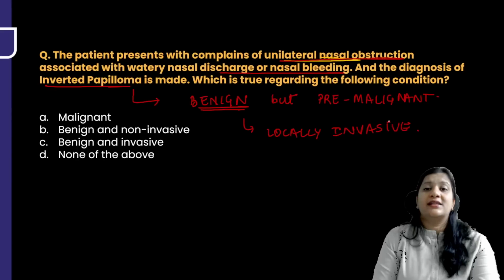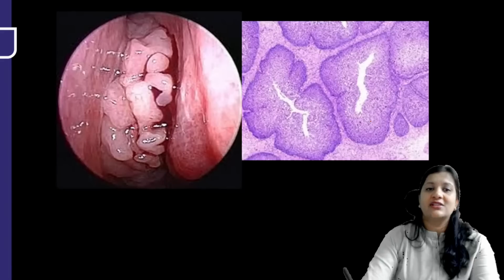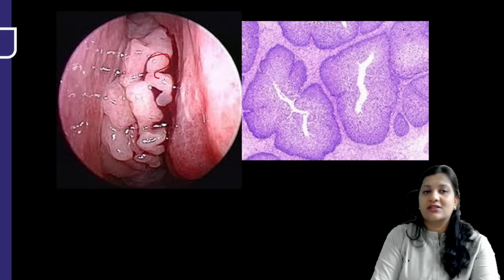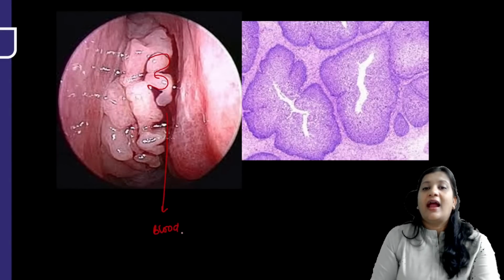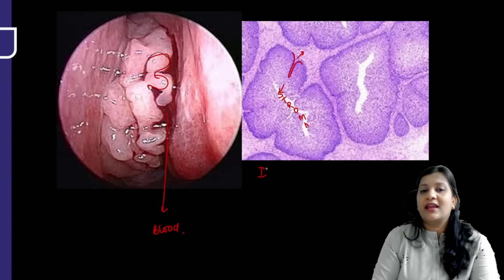As the name suggests, inverted papilloma has finger-like projections on the surface. You can see projections on the surface with blood-stained nasal discharge, and typically on histopathology you will see that the papilla will grow towards the stroma, not towards the surface. They are not growing outwards, they are growing inwards. That is why the name is given inverted papilloma.